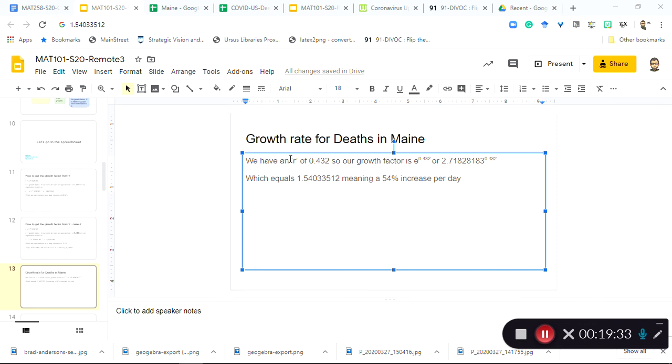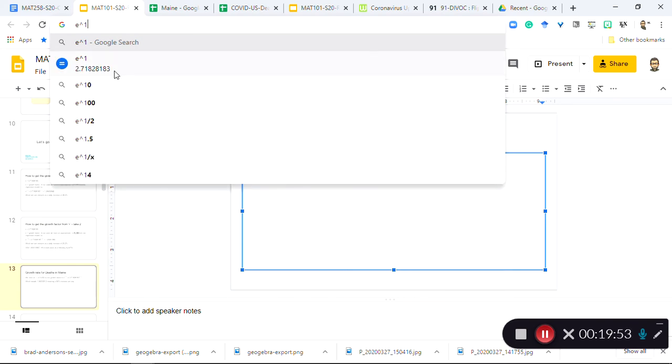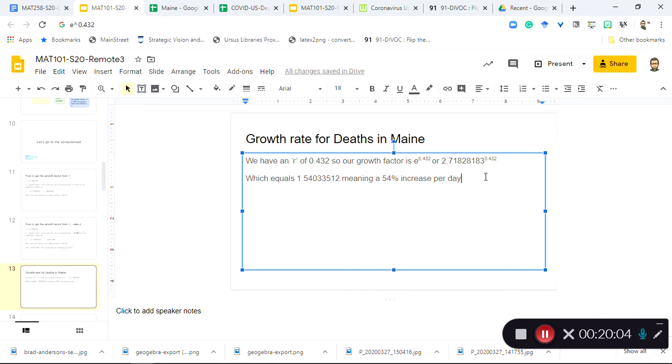So if I take that R value of 0.432, and I take that funny E, which has a value of 2.718, whatever. By the way, you don't have to remember this value. If you go into your browser and do E to the power of 1, it's in there, so you can have it do this sort of thing. You don't have to write in what E equals. You can just type the letter E. Google knows what you mean. Now, a 54% increase per day is almost certainly too high. But let's make a prediction.